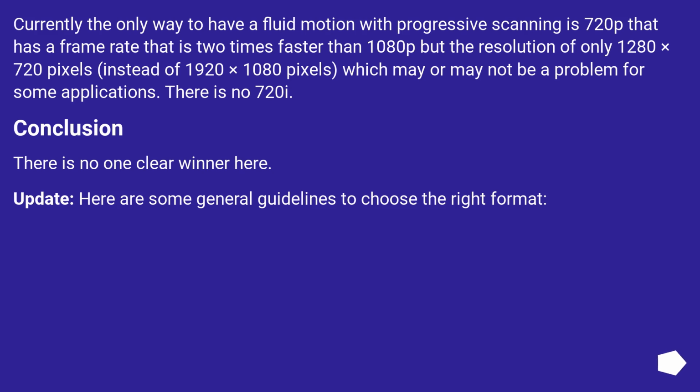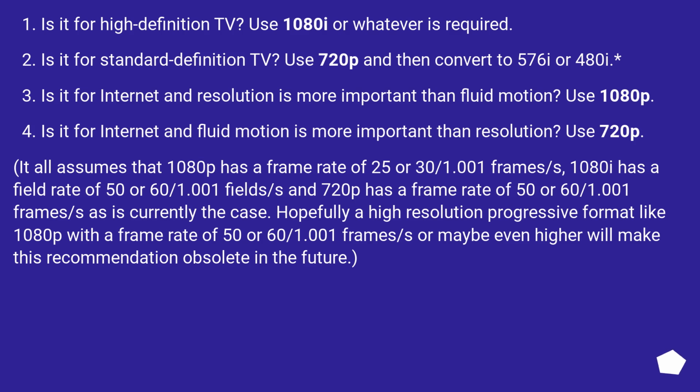Update: here are some general guidelines to choose the right format. Is it for high-definition TV? Use 1080i or whatever is required. Is it for standard definition TV? Use 720p and then convert to 576i or 480i. Is it for internet and resolution is more important than fluid motion? Use 1080p. Is it for internet and fluid motion is more important than resolution? Use 720p.